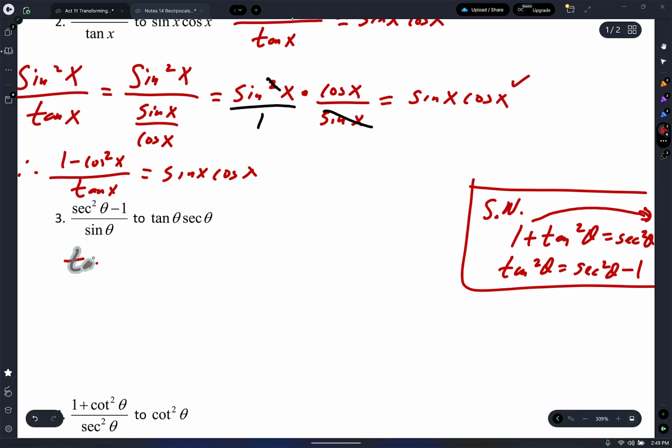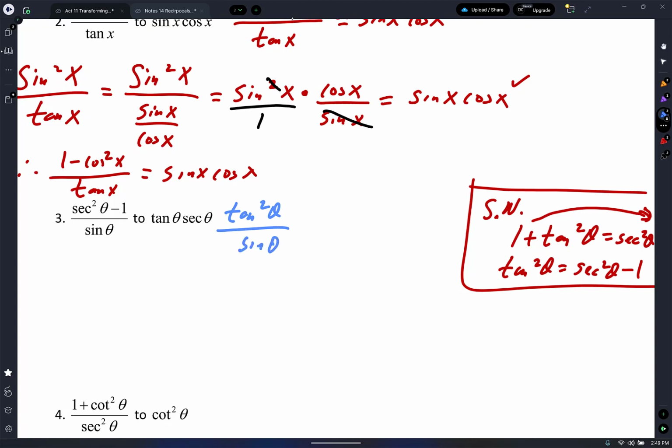So I'm going to rewrite it as tan squared. You know what? I need space, so I'm going to do it right here. And let me change the color so you can tell the difference between the top and the bottom here. I'm going to write it as tan squared theta over sine theta. Are we still okay? Nothing crazy, right? And remember that tan is what over what? Perfect. And I'm going to put the square on it because the tan is being squared.